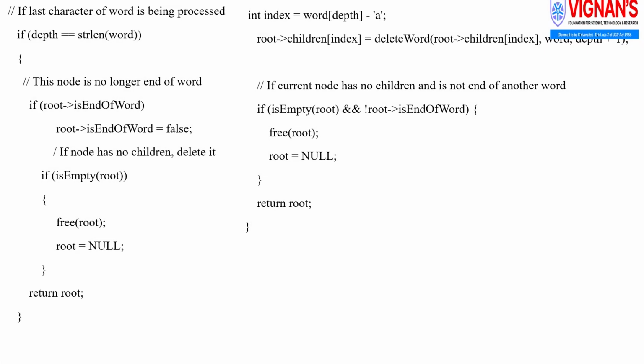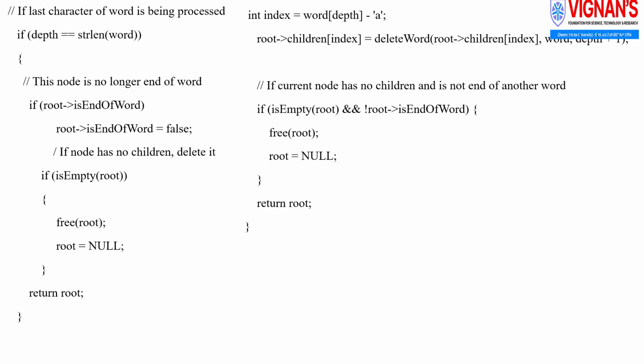Trie deletion, final logic. This part of the code handles the deletion of a word from a trie. When the recursion reaches the last character of the word, the end of word marker is removed. This means the word no longer exists in the trie. If the current node has no child nodes after removing the marker, it is safe to delete the node to free memory. While returning from recursion, each node is checked again.